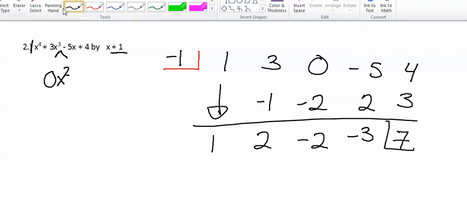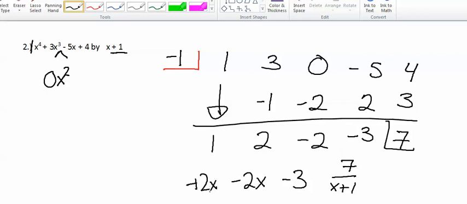And then I fill it back in. I have 7 over x plus 1. And then I kind of work backwards. I have my -3, -2x, +2x squared, finally my x cubed.